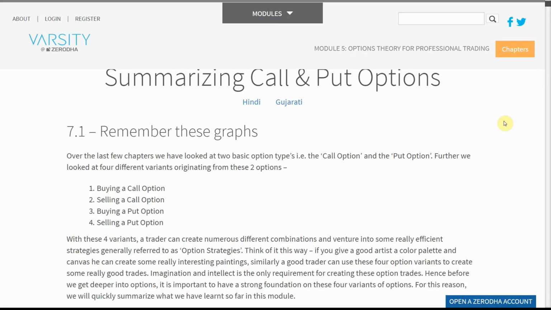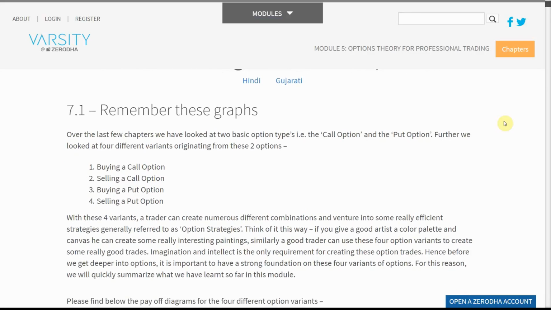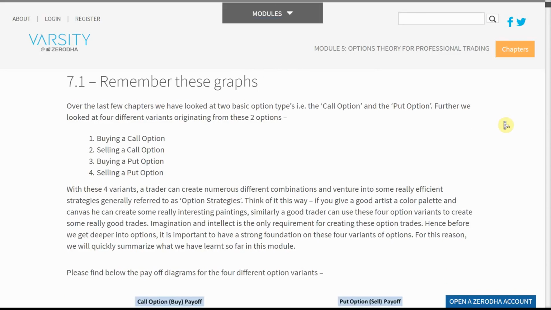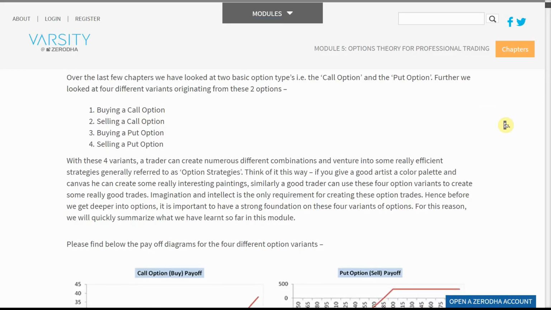Over the last few chapters we have looked at two basic option types, i.e. the call option and the put option. Further, we looked at four different variants originating from these two options: buying a call option, selling a call option, buying a put option, selling a put option. With these four variants, a trader can create numerous different combinations and venture into some really efficient strategies, generally referred to as option strategies.